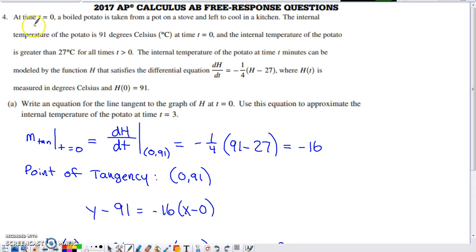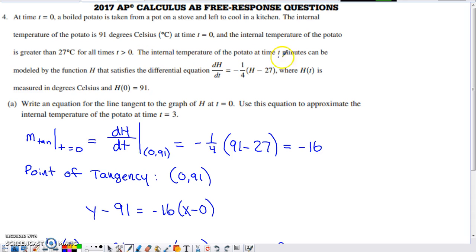And so if you read the situation, at time 0, we've got a boiled potato. It's taken from a pot on the stove. It's left to cool in the kitchen. The internal temperature of the potato is 91 degrees Celsius when it's removed from the pot, and the internal temperature of the potato is greater than 27 degrees Celsius for all times that are positive.